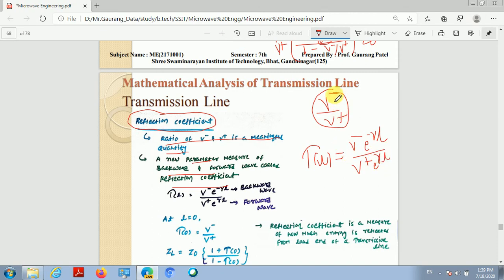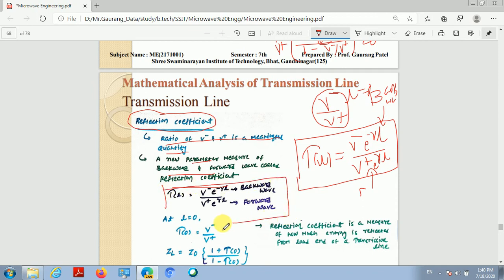Okay, here you may have a question: here I took only V minus and here V plus, and here V minus into e raised to minus gamma L and here V plus e raised to gamma L. So here we have applied the boundary condition, but in this expression I have not applied the boundary condition l is equal to 0. So this is the backward wave, and this is the forward wave. So gamma L is equal to V minus e raised to minus gamma L divided by V plus e raised to gamma L. And this ratio of the backward wave and forward wave on the transmission line is basically known as a reflection coefficient, which is the new parameter.